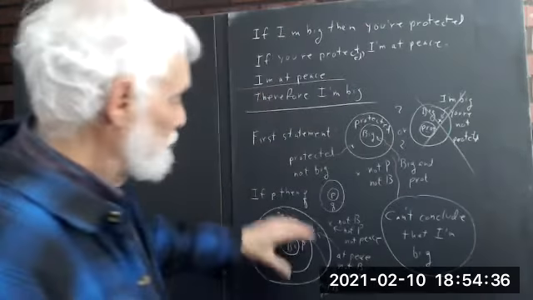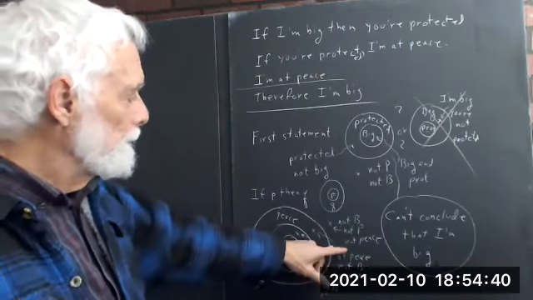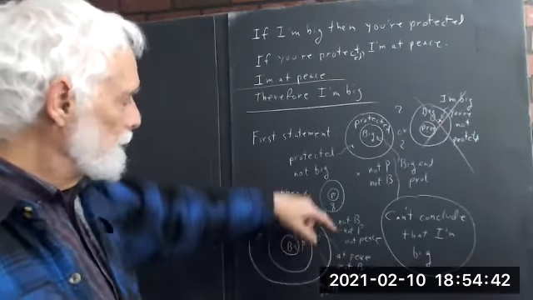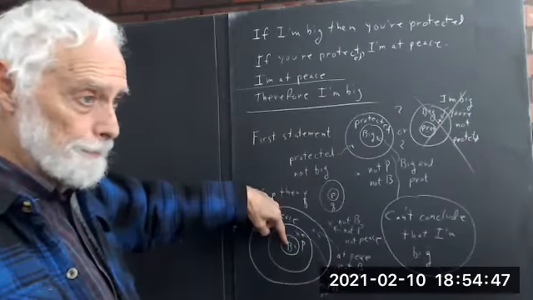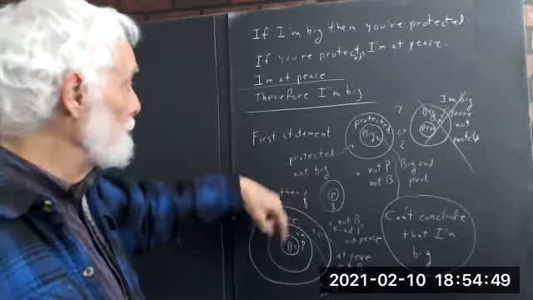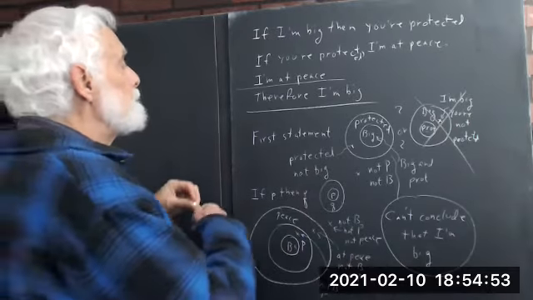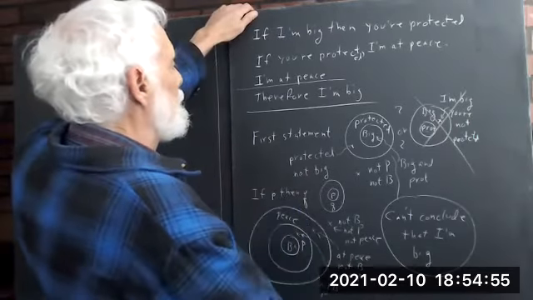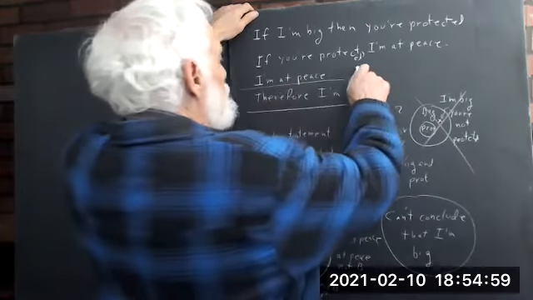Goes back that way. And we can do the picture. It simply says, I'm not at peace. The only place I'm not at peace is outside of all this. And I'm certainly not in here. I'm not at peace, I'm not big. So this argument is invalid.